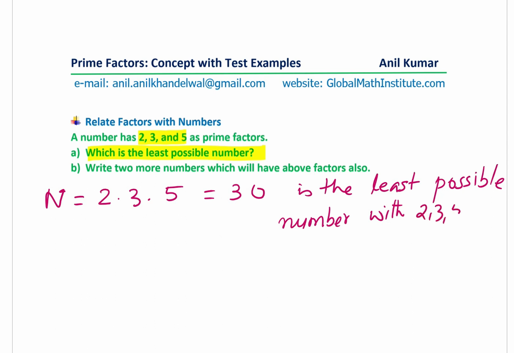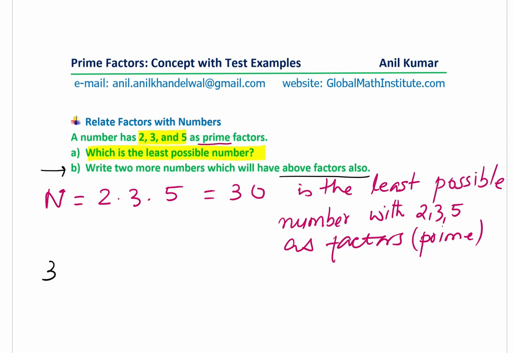With 2, 3, and 5 as factors. Okay, as prime factors I should write. Is that okay? As prime factors. Now, part B here is to write 2 more numbers which will have the above factors. So other numbers we could write what? Well, 30, we could multiply by 2 and write 60. We can multiply 30 by 3, for example, and we can write 90. So these will be other numbers.